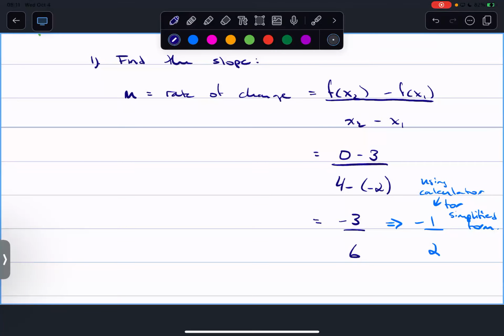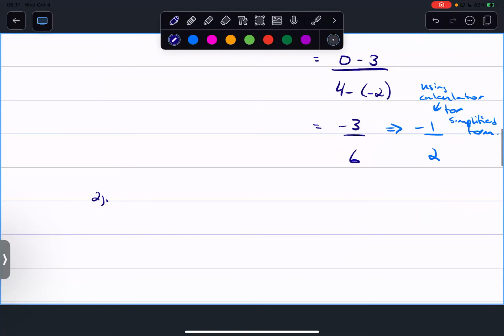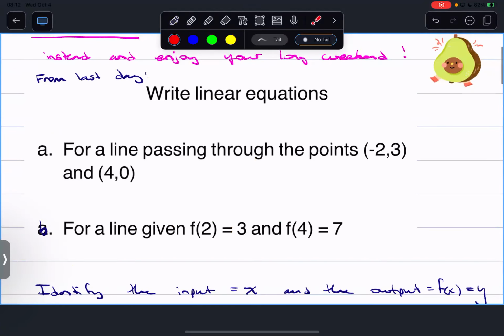All right. So we have the slope. That's good. Let's see what we're missing here. Step 2 is, okay, we've got y equals mx plus b. We know it's going to be a straight line, right? I guess it didn't say. No, it did. Write the linear equation, so we can assume it's a straight line.